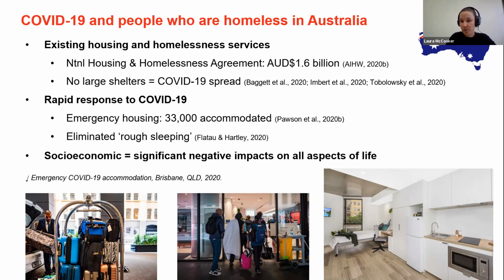Secondly, Australia also implemented a really rapid response to COVID-19 in people who are homeless. Perhaps most significantly, people with immediate housing needs, so that includes those sleeping rough and those in overcrowded accommodation, were provided with emergency accommodation in 2020. Up to 33,000 people all across Australia may have been accommodated under this program in 2020. And this effectively, although temporarily, reduced rough sleeping in some areas, such as in Adelaide.